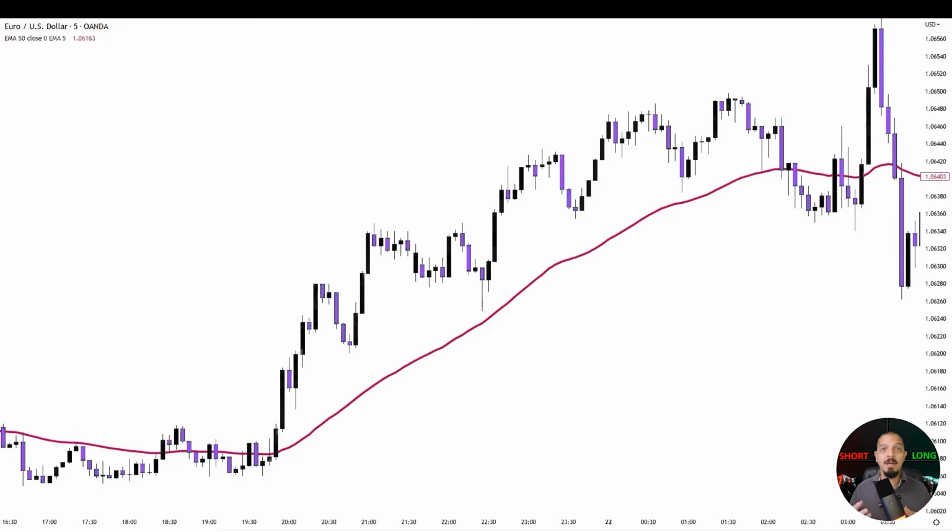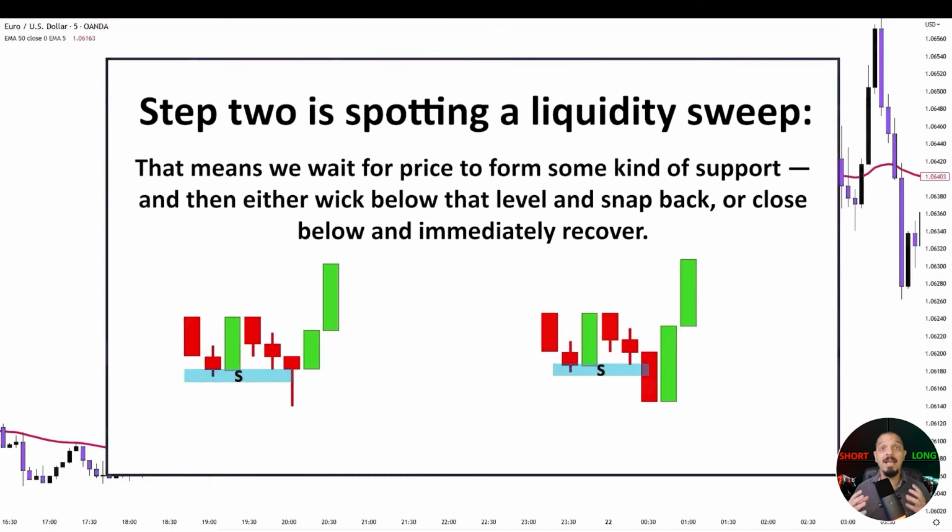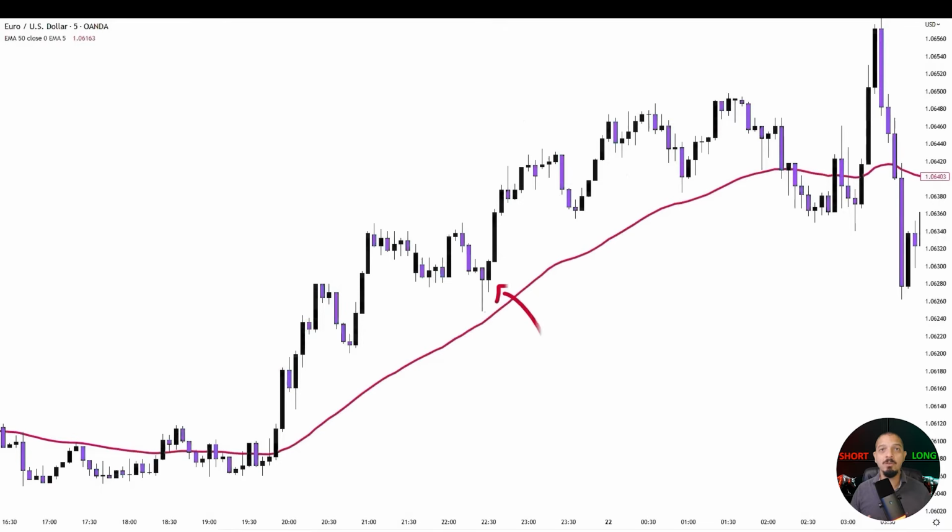Step 2 is spotting a liquidity sweep. That means we wait for price to form some kind of support, and then either wick below that level and snap back, or close below and immediately recover. Take a look at this setup. Price created support, then dipped below it with a long wick candlestick, grabbing liquidity.